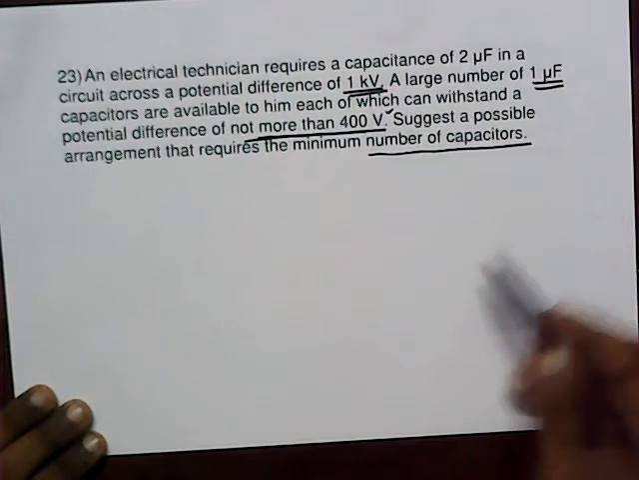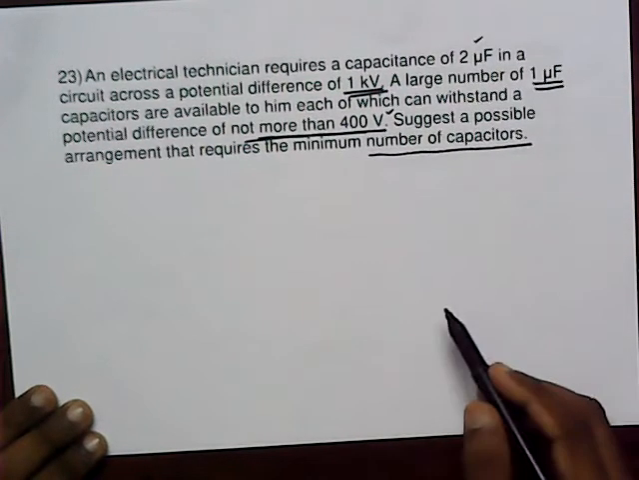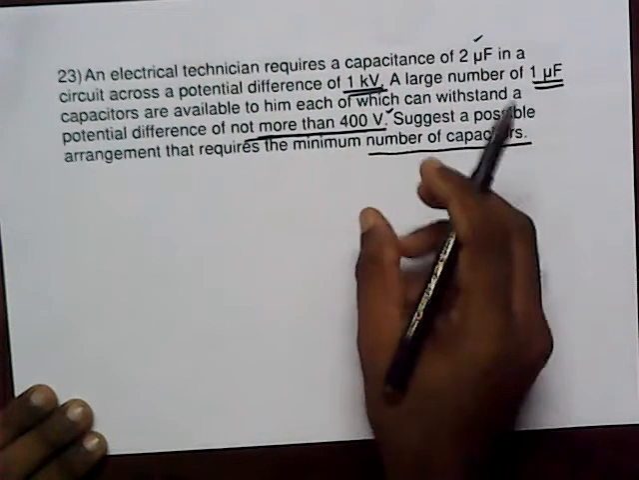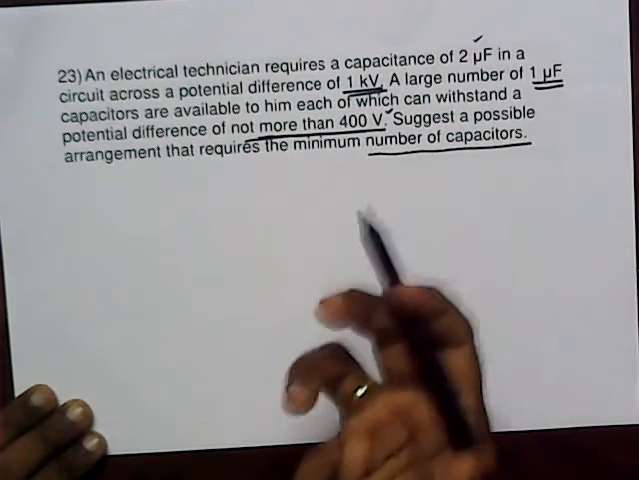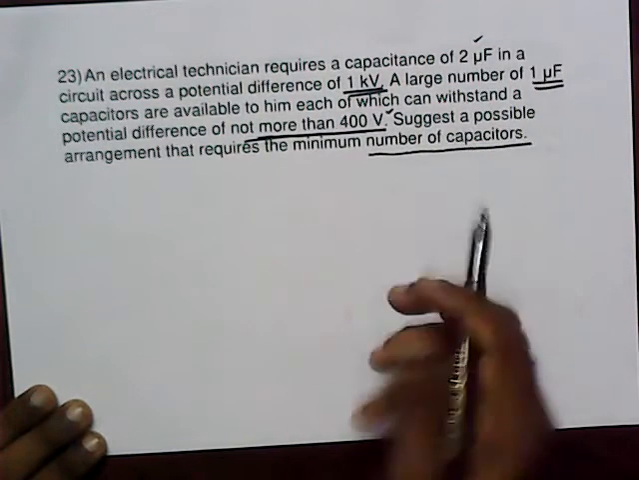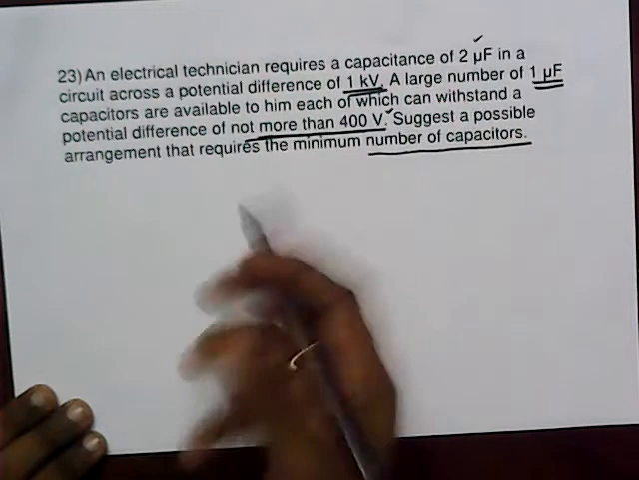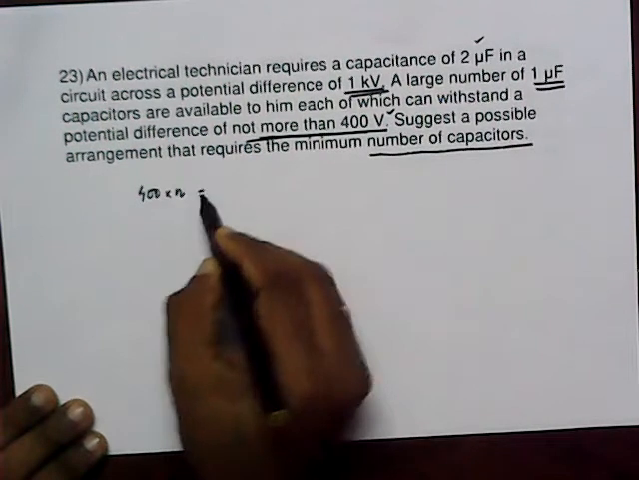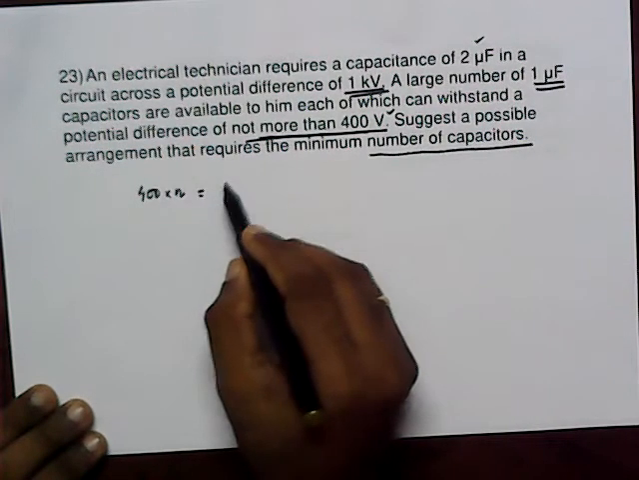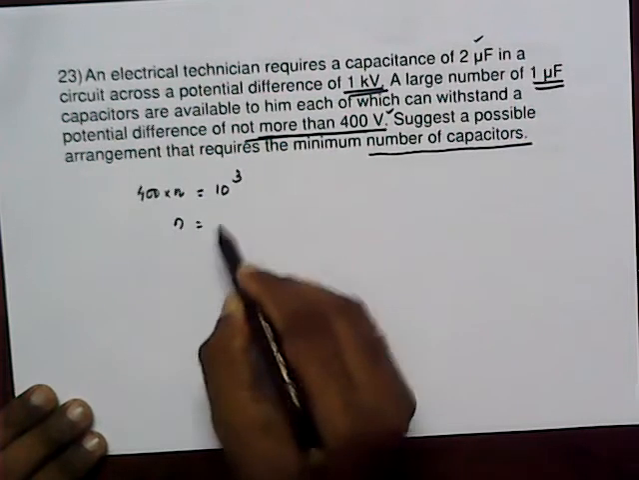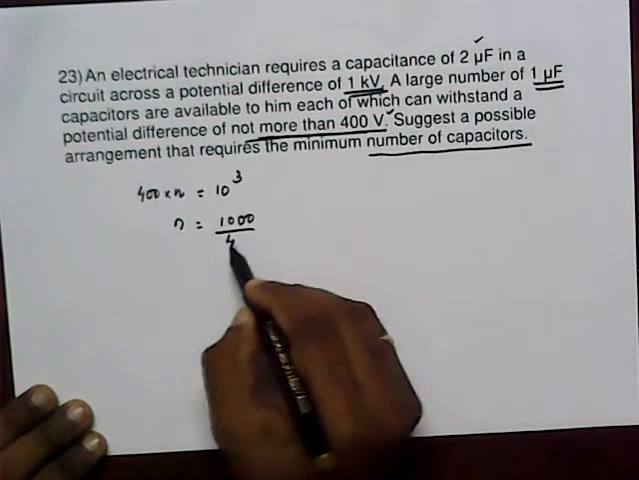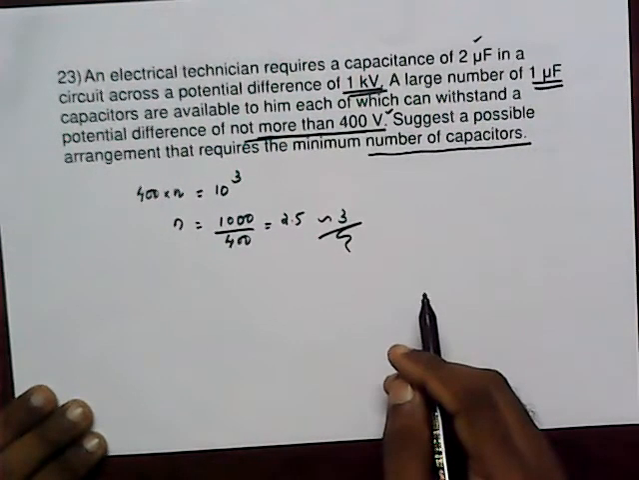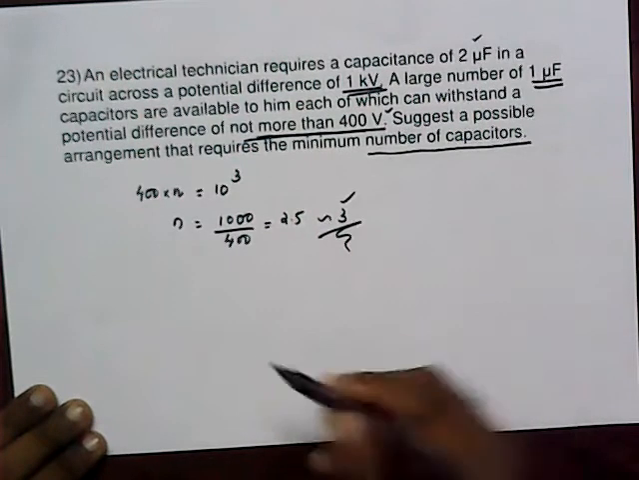So we need 2 microfarad. That is a very important concept. So how can we follow it? Suppose the maximum withstanding potential is 400. How many capacitors can we connect in series to get 1000? In series the potentials add together, so 400 times the number of capacitors in series in a row should equal 1000. We can easily find n equals 1000 divided by 400, roughly 2.5. So we have to take the whole integer, 3.